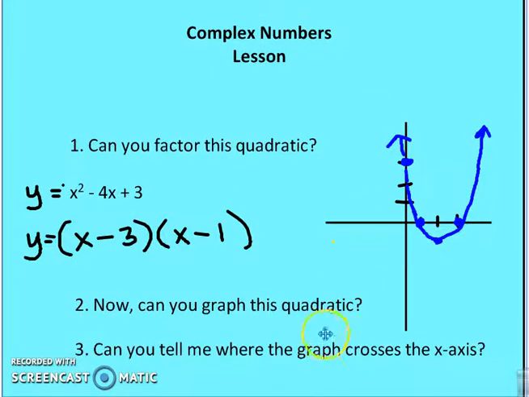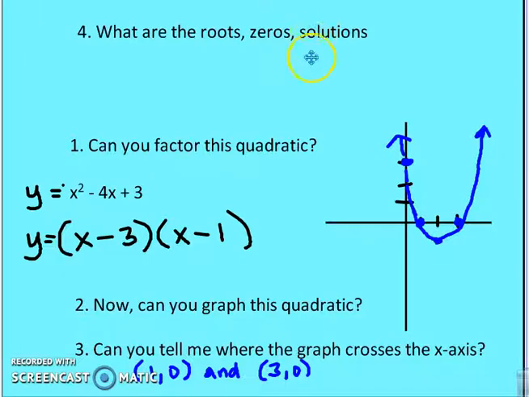All right, so now can you tell me where the graph crosses the x-axis, which I just did? So 1, 0 and 3, 0 are the two coordinates where the graph crosses the x-axis. All right, so the last thing I want you to do is tell me what the roots, zeros, or solutions are. The reason I ask is I want to distinguish between quadratic factors, x-intercepts, and also roots, zeros, and solutions of the quadratic. So in this case, the roots, zeros, or solutions would be x is equal to 3 or 1. Basically, it's telling me where the graph crosses the x-axis, providing the x value. Here is the coordinate value, and here are the quadratic factors.